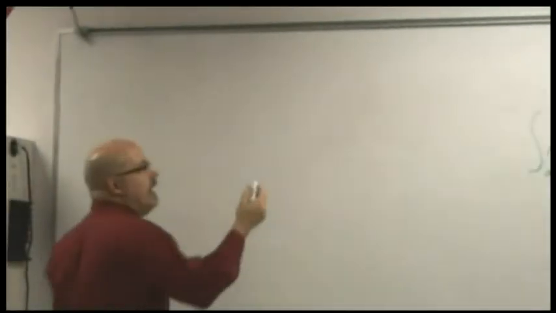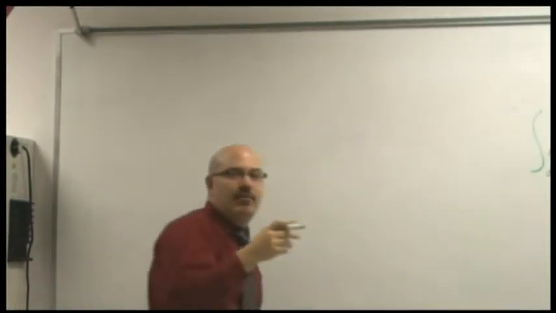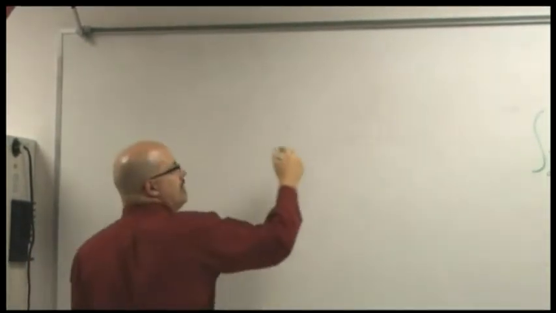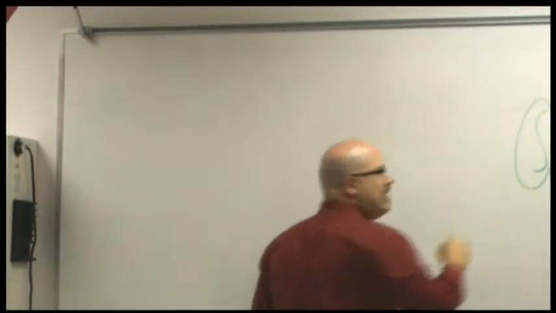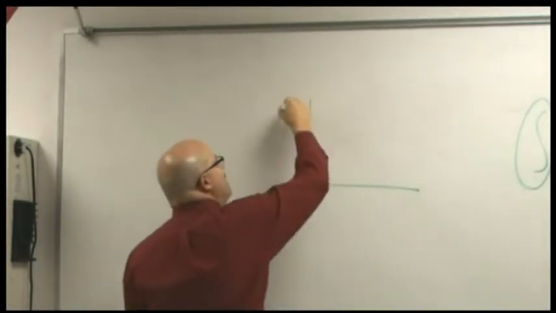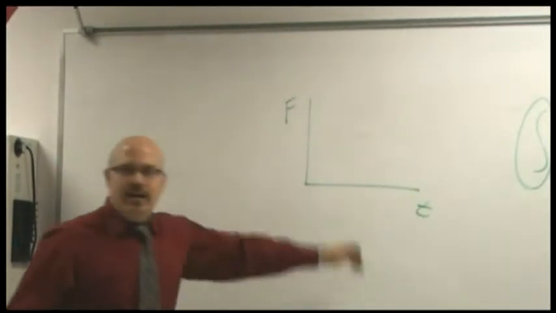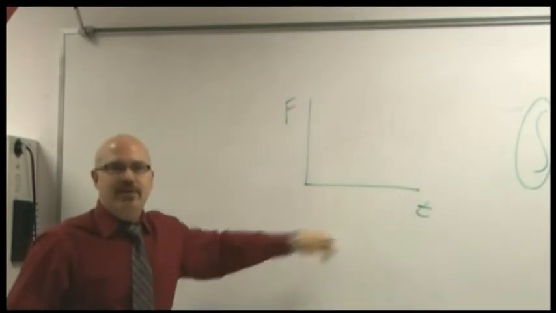Now, a couple of things. Number one, let's talk about this for a minute, because we need to talk about that anyway. An impulse, all right? F delta T. Wait a minute, what does that mean? Area. That means area for this graph, right?